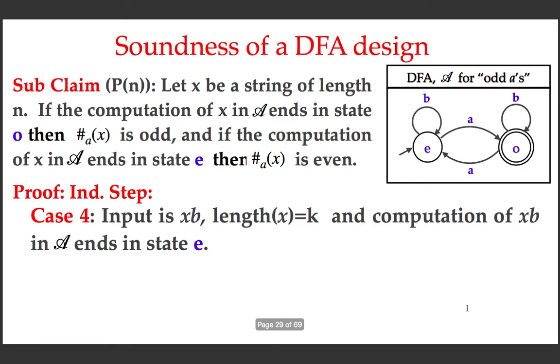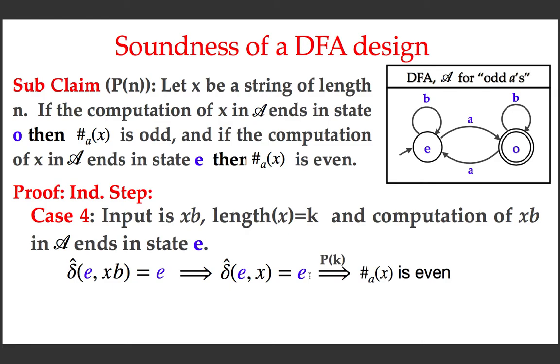Then the last case is case 4, where the processing of xb ended in the state E. This is how you write it. Then from the definition of the machine, the processing of x also ended in E. Then from the induction hypothesis you have the number of a's in x is even. Then what will be the number of a's in xb? It's even itself, because an even number plus 0. Then you have done all 4 different cases in the induction step, and hence you proved that this subclaim is true.